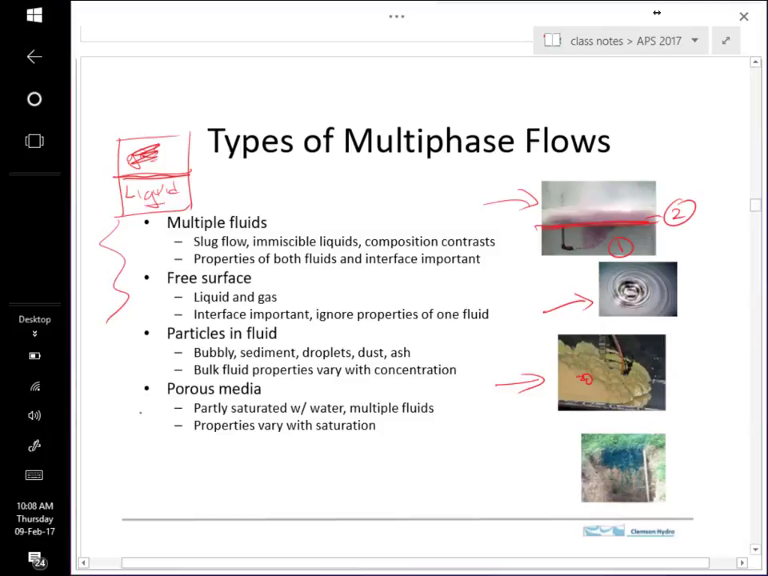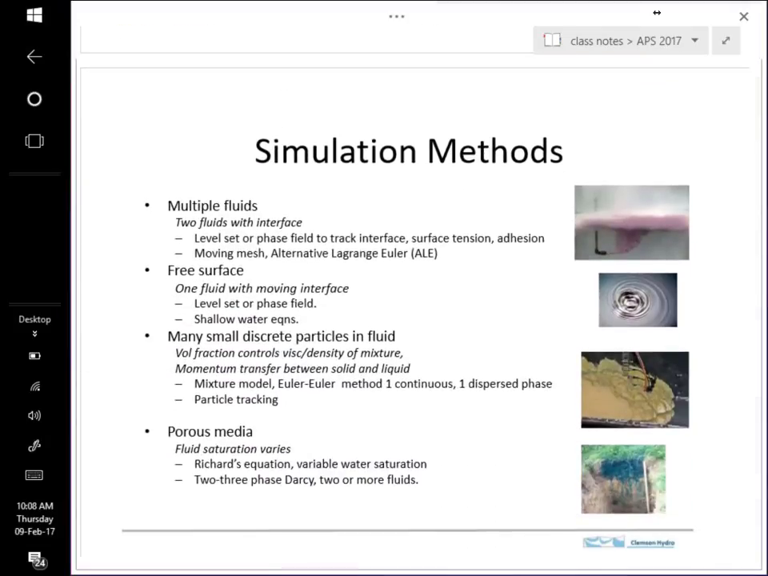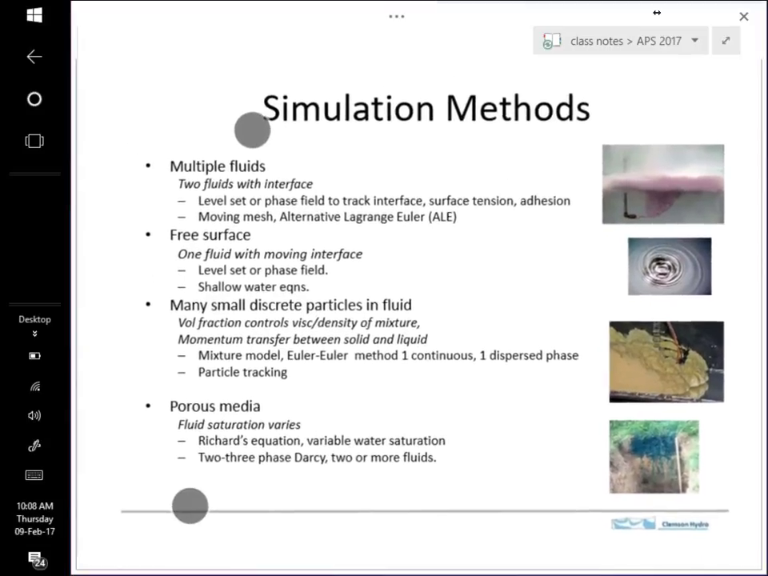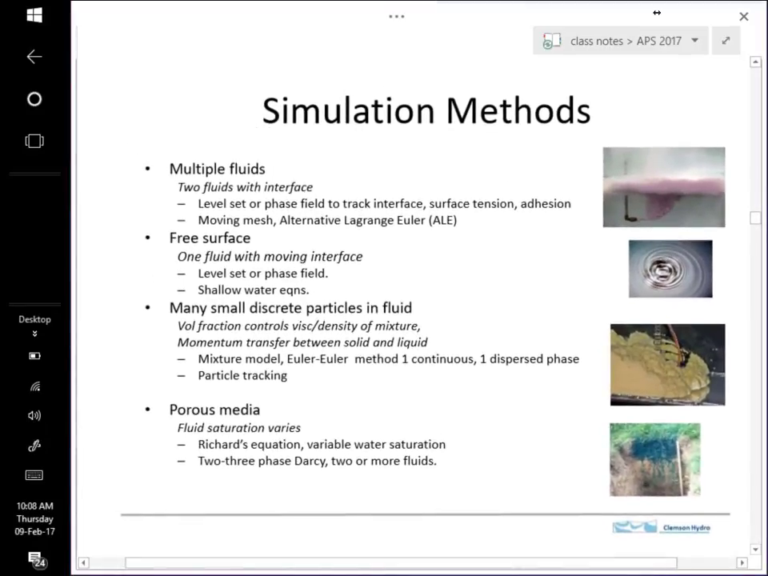And then also we have the multiphase flow problem in porous media, where the porous media contains multiple different phases, water and air, for example, or perhaps different NAPL phases. In this case, the properties also will vary, and they're going to vary with the saturation. They'll vary with the concentration of the different fluids. Okay, so those are different types of problems, and this will give us several different types of simulation methods.